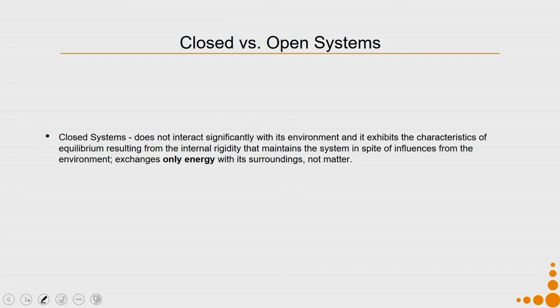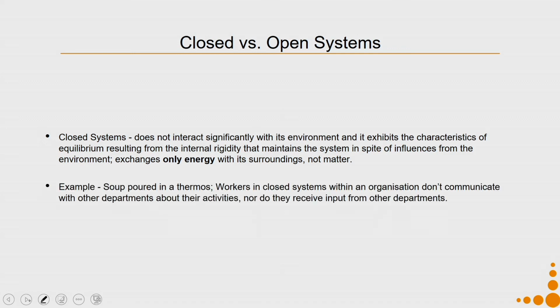Now let's look at closed versus open systems. A closed system does not interact significantly with its environment and it exhibits the characteristics of equilibrium, resulting from the internal rigidity that maintains the system in spite of influences from the environment. It only exchanges energy with its surroundings but not matter. So, let us see some examples that will make it more clear.